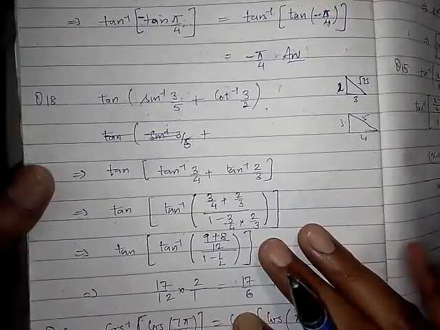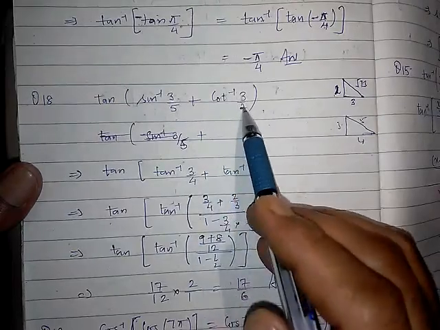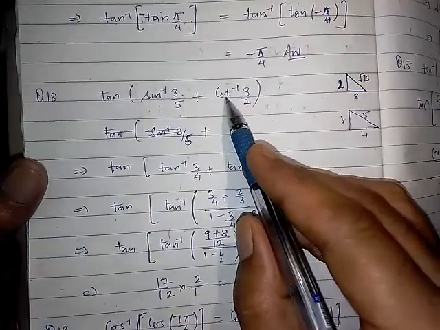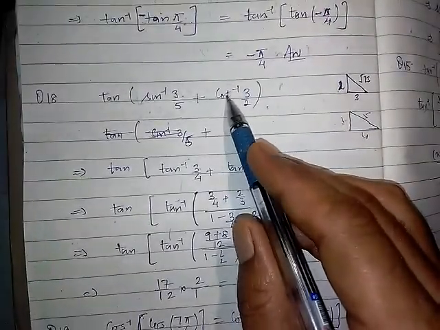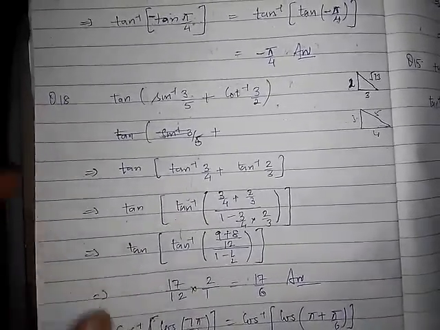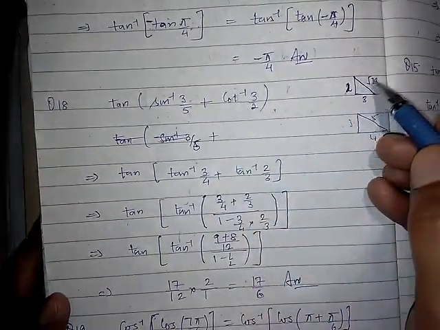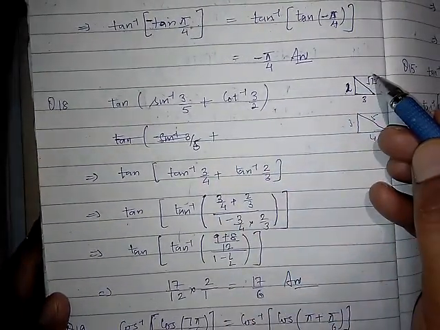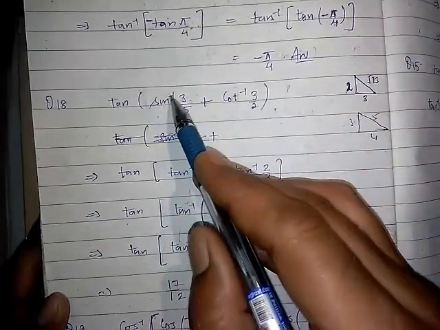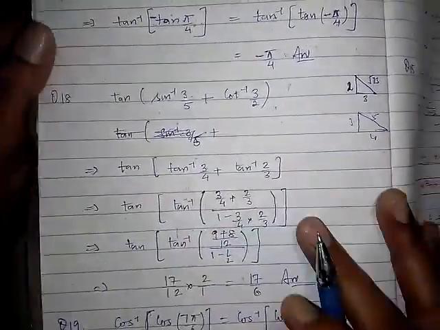Then come to your question number 18. Tan of sine inverse 3 by 5 plus cot inverse 3 by 2. So what I have done here, first of all, I tried to convert this cot inverse into cos inverse. Why? Because I want to use the formula sine inverse theta plus cos inverse theta. But after that I came to know that I am getting root under root 13 here. So I rejected that idea. After that I tried to convert sine inverse into tan inverse, so that is easy here.